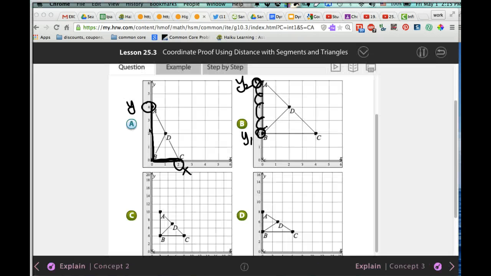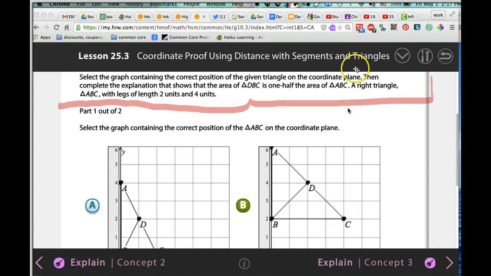Alright guys, so what we have to do now is we have to read the question to make sure that we know what we're doing, guys. And the question says, select a graph containing the correct position. So earlier we did that and we already selected our correct graph, which was graph A. And I want you to go ahead and draw that graph on your paper, and I'll scroll down in a bit. But let's finish reading this. Then complete the explanation that shows that the area of triangle DBC is 1/2 of the area of triangle ABC.